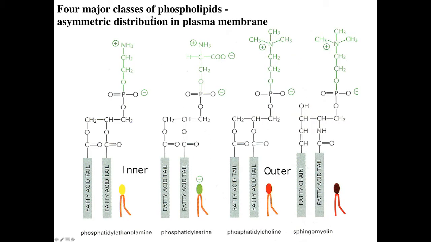Now, recall there are 4 major classes of phospholipids in plasma membranes, and these have a relatively asymmetric distribution. Within the inner face of the plasma membrane, one finds phosphatidylethanolamine and phosphatidylserine. Within the outer face of the membrane, one finds phosphatidylcholine and sphingomyelin. Now, I'm not going to ask you to remember the chemical structure of these membrane phospholipids. They're all neutral phospholipids with the exception of phosphatidylserine, which is negatively charged.